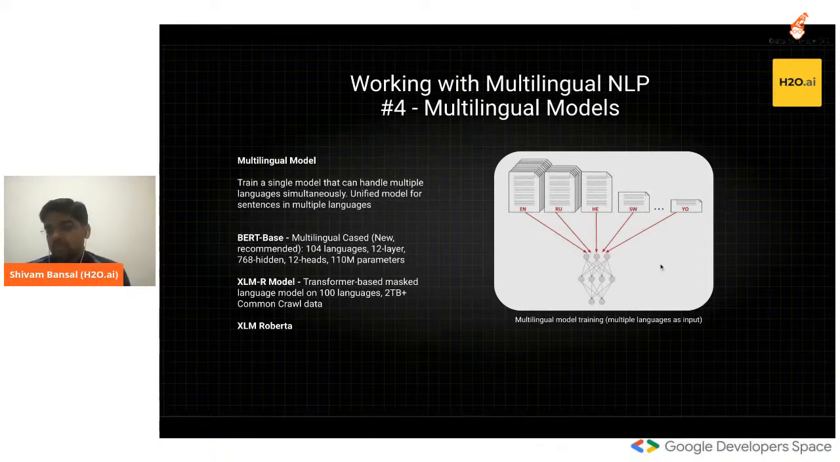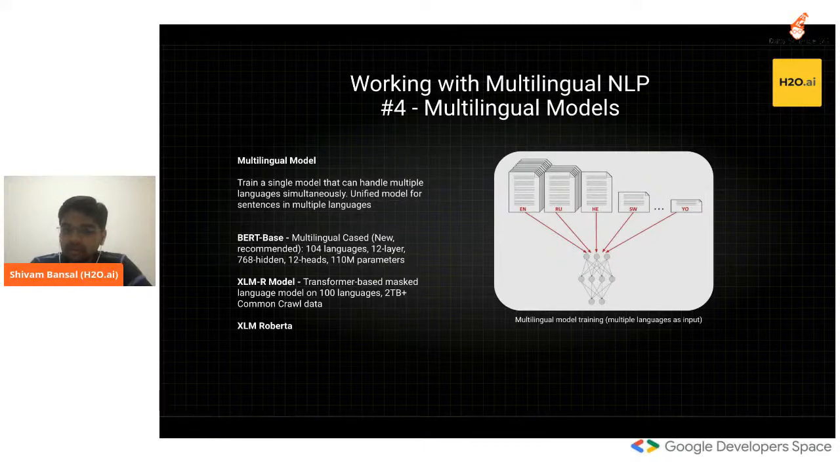We trained state-of-the-art model architectures like BERT, and the output of these models can be used directly as, say, the probability of the class, or they can be used as a feature in some other machine learning model. The idea of multilingual models is that we train a single model that can handle multiple languages simultaneously, so in the end we are talking about a unified model for sentences in these different languages.